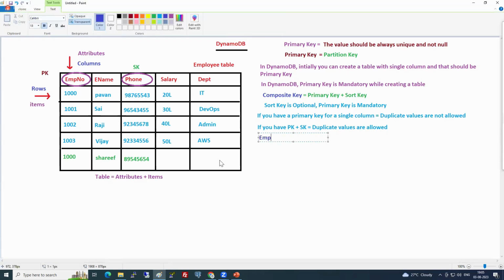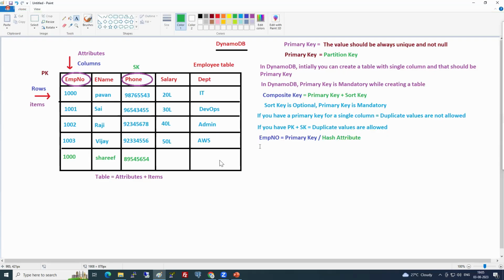Doesn't matter if you're a developer or whoever it is. So guys, here, what is employee number? EMP number is what? Here it is the primary key, no? So employee number is the primary key. And this primary key, this employee number, we call it as hash attribute. It is called hash attribute.